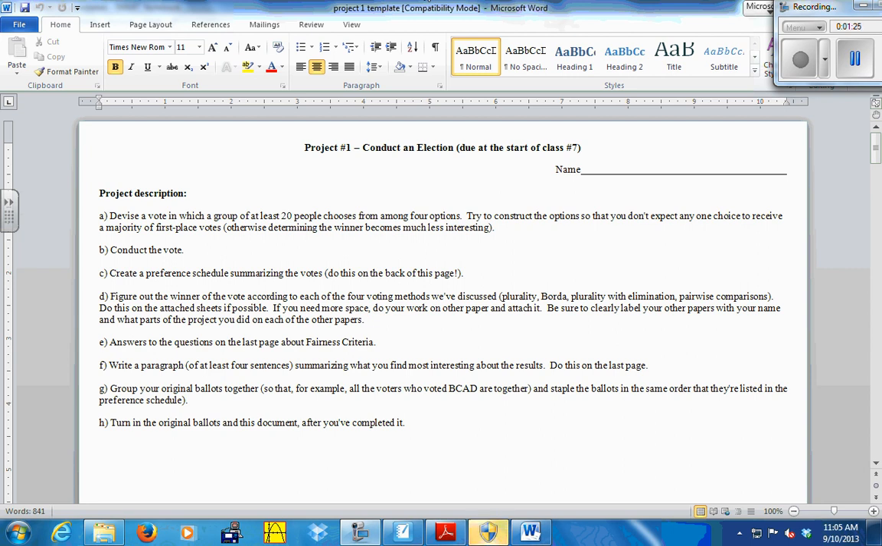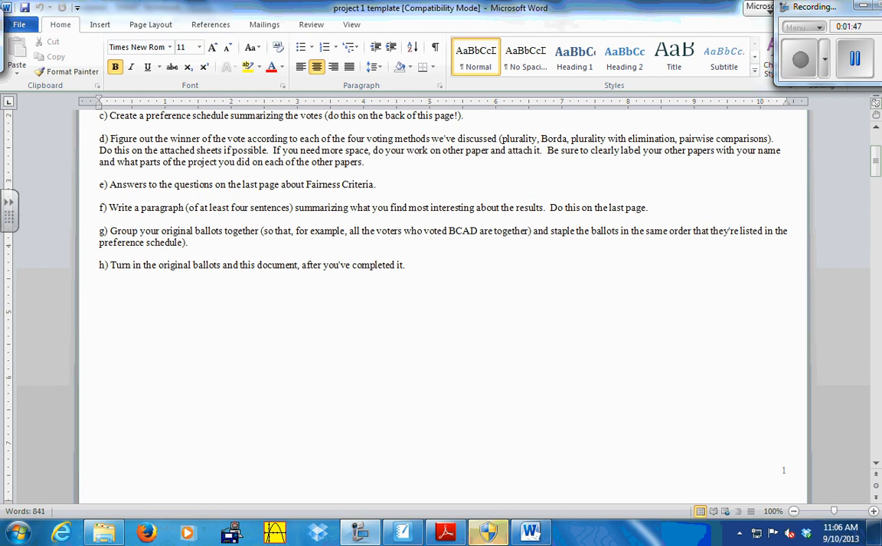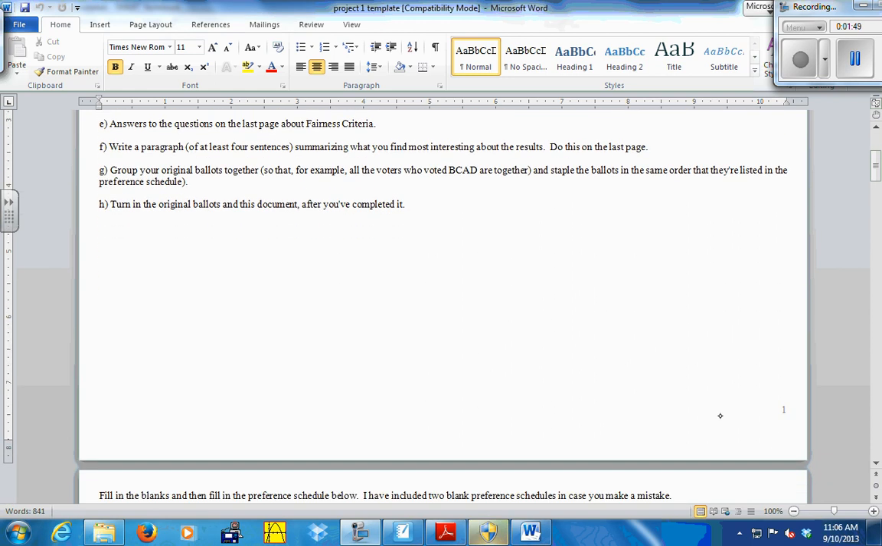All right, once you have that, then you figure out the winner of the vote according to each of the 4 voting methods that we have already discussed. We learned plurality, Borda count, plurality with elimination, and pairwise comparisons. And you're going to do it on the attached sheets. If you need more space, you can do it on other paper and attach it. Make sure you clearly label any other papers. And then part E is to answer questions on the last page of this packet about fairness criteria, which is the topic of today's class.